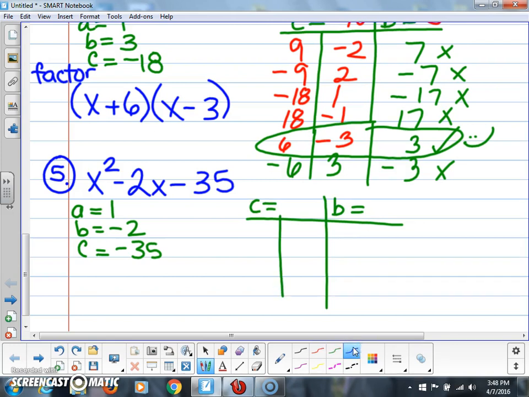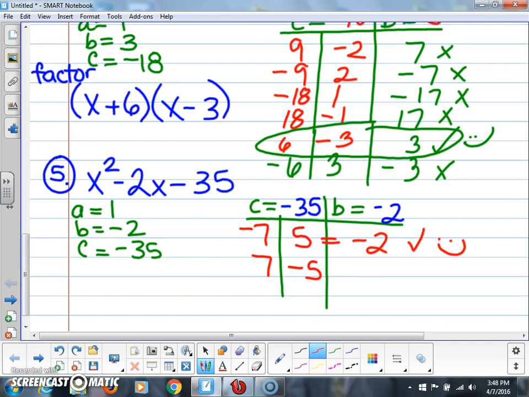Okay, what is C equal to? Negative 35. What is B equal to? Negative 2. What are the factors of negative 35? They're going to be negative 7 and a positive 5, and a positive 7 and a negative 5, and 1 times 35. Okay, negative 7 plus 5 is equal to? Negative 2. Okay, you got the right answer.